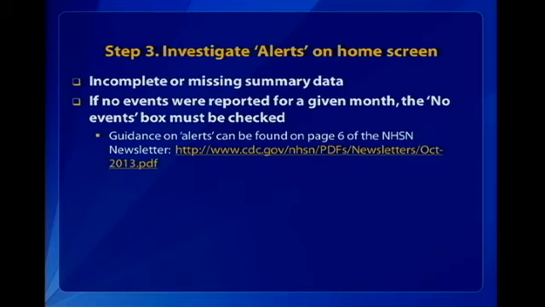Step 3, investigate alerts on the home screen. You may see alerts if you have incomplete or missing summary data, or if you have no events reported for a given month. You must make sure that you check that no events box. We have some updated guidance on alerts that was just recently posted in the NHSN newsletter, and it can be found here on page 6.